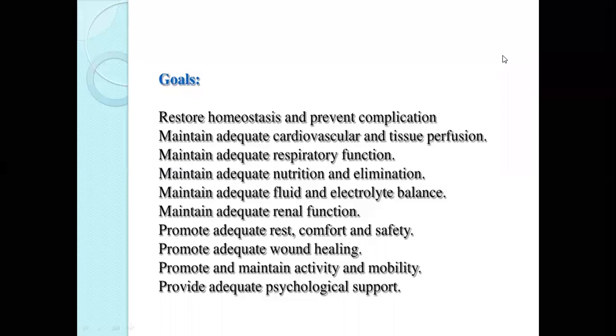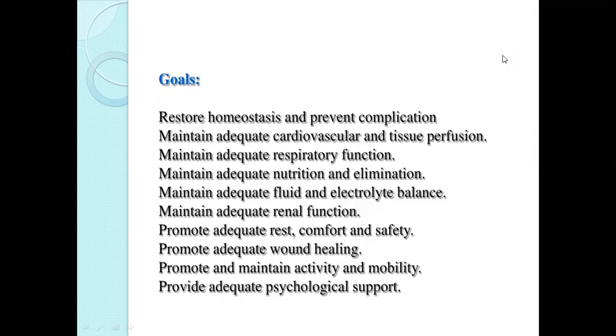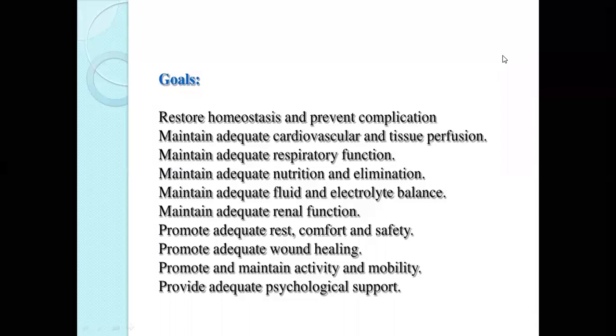Then to maintain adequate renal function, which means your kidney function. That means what comes here is the urine output and all. Okay, so the patient should have a normal urine output. Then promote adequate rest, comfort, and safety for the client, okay, during his post-operative period. Then we have to help the client in promoting adequate wound healing, okay.